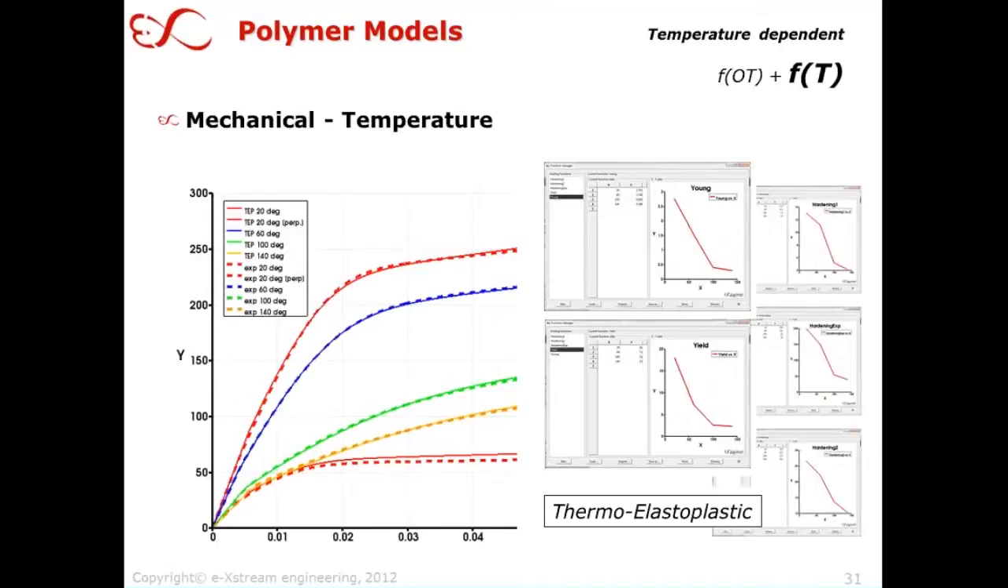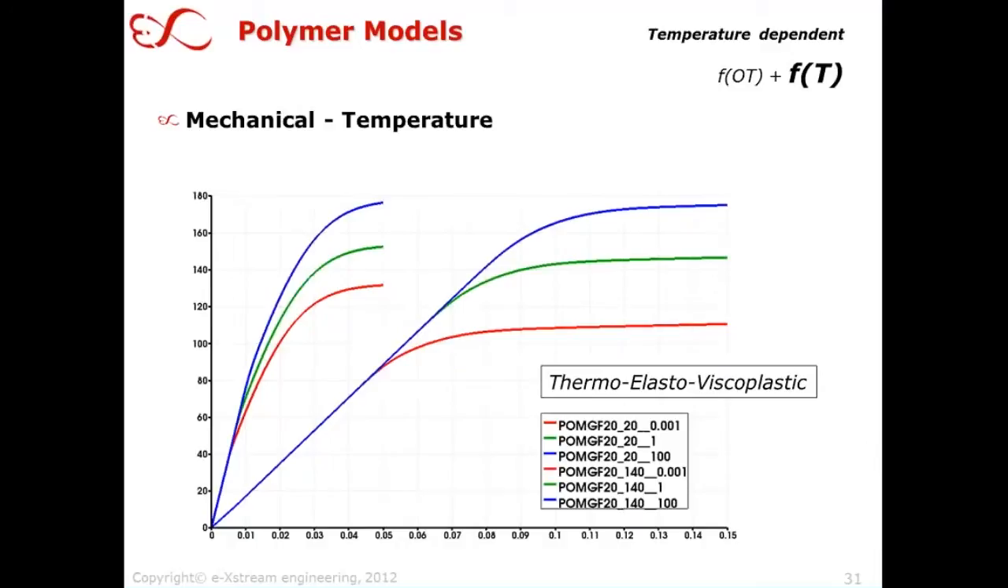And now you can even go further and say, okay, let's combine temperature and strain rate dependency. So we're looking here at a thermo-elasto-viscoplastic material model, and all this kind of technology is available in DIGIMAT. Of course, it's highly complex to work with such models, but it's all available in principle for your simulations.